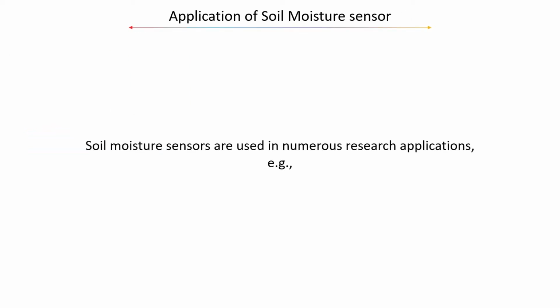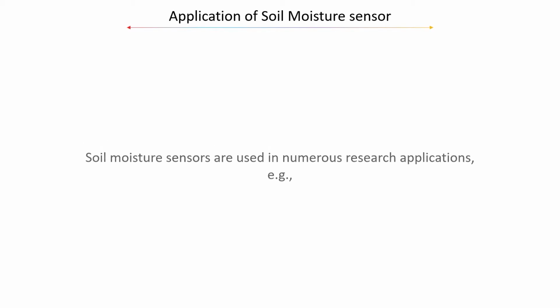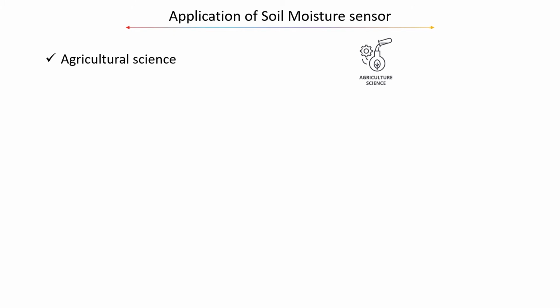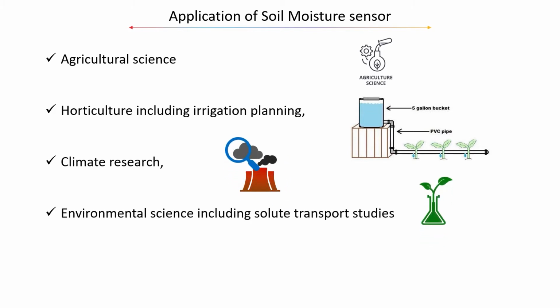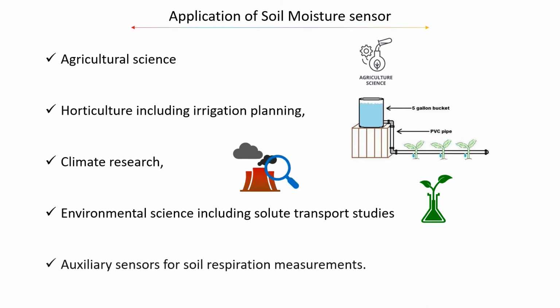Application of this sensor. Soil moisture sensors are used in numerous research applications, for example in agricultural science and horticulture, including irrigation planning, climate research, or environmental science, which includes solute transport studies, and as auxiliary sensors for soil respiration measurements.